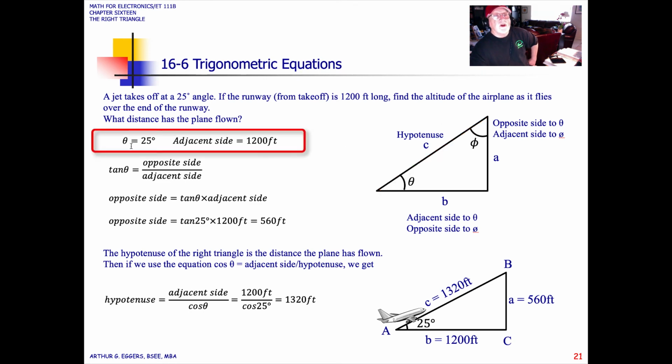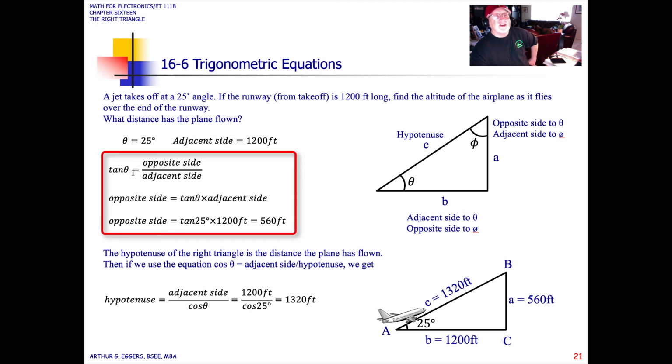But we're also looking at the vector or the length along the hypotenuse that forms the distance that the aircraft flew. So we know theta is 25. We know the adjacent side is 1,200 feet. So side B here really forms our runway. So if we take the function tangent theta equals the opposite over the adjacent, move our terms around so that we're calculating the opposite side A, opposite theta, we can plug in our values. The tangent of 25 degrees times the length, 1,200 feet of the runway, gives me now a height of 560 feet off the end of the runway.